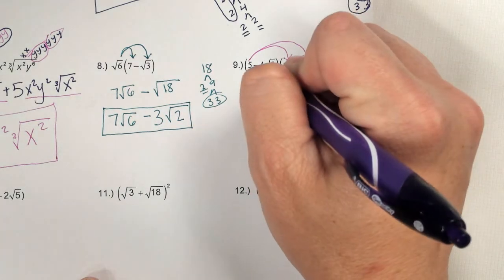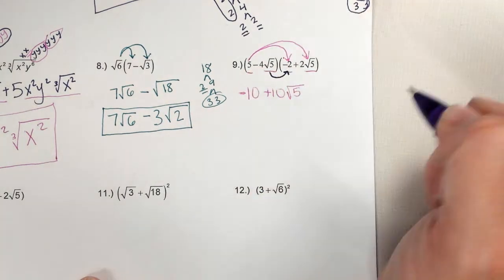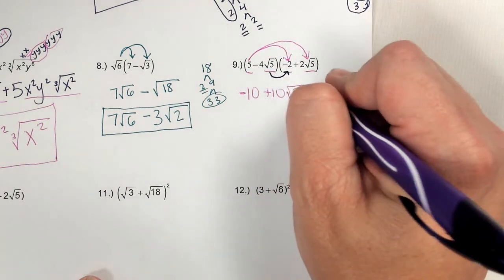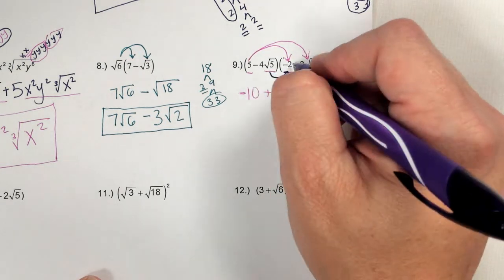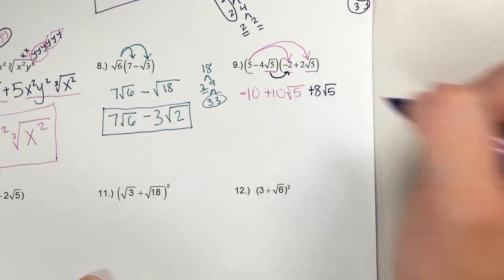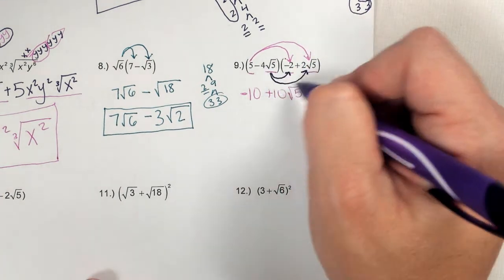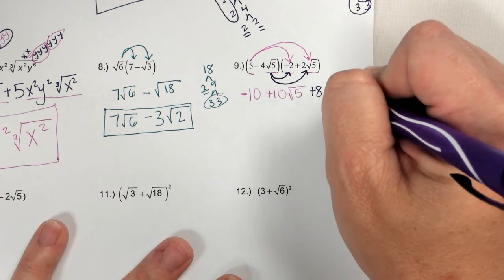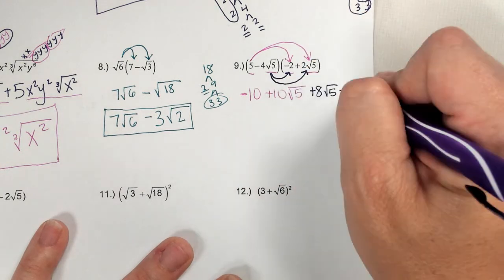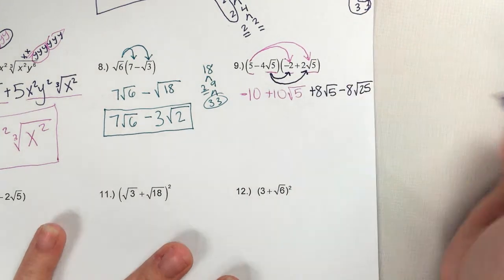Then I have negative 4 square root of 5 times 2. Negative 4 times negative 2 is positive 8 square root of 5. And then negative 4 square root of 5 times 2 square root of 5. Well, negative 4 times 2 is negative 8. 5 times 5, because they're both inside, we can combine them, is square root of 25.